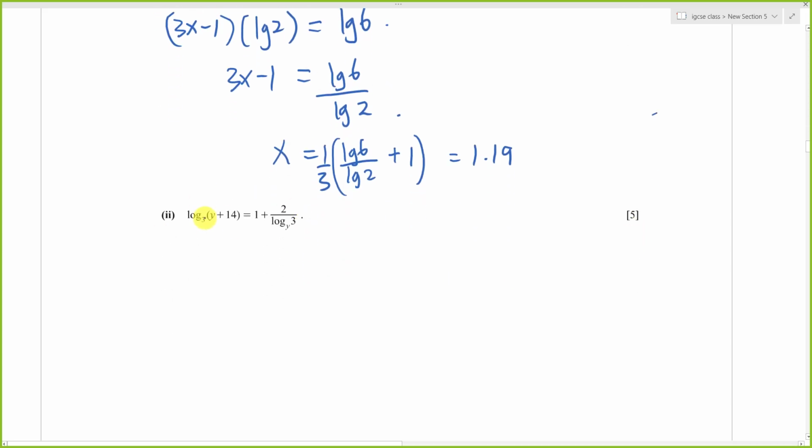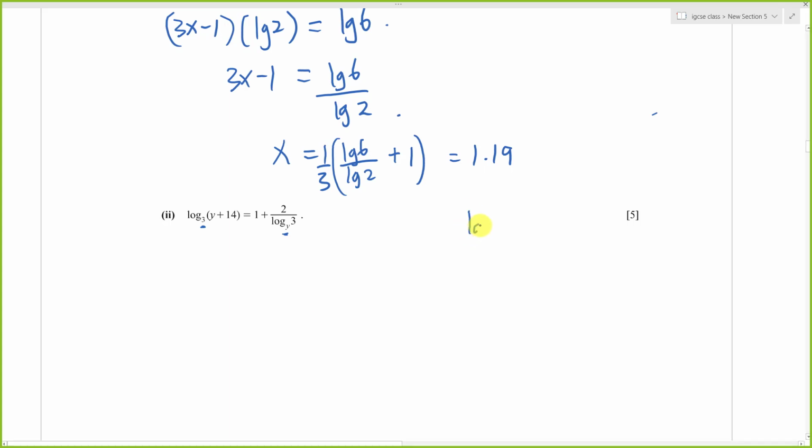Yeah, we have another log question, very obvious. For a log question, normally the first thing I will check is the base of the log. So this one has base 3 and base y. Of course I need to have the same base in order to do this.